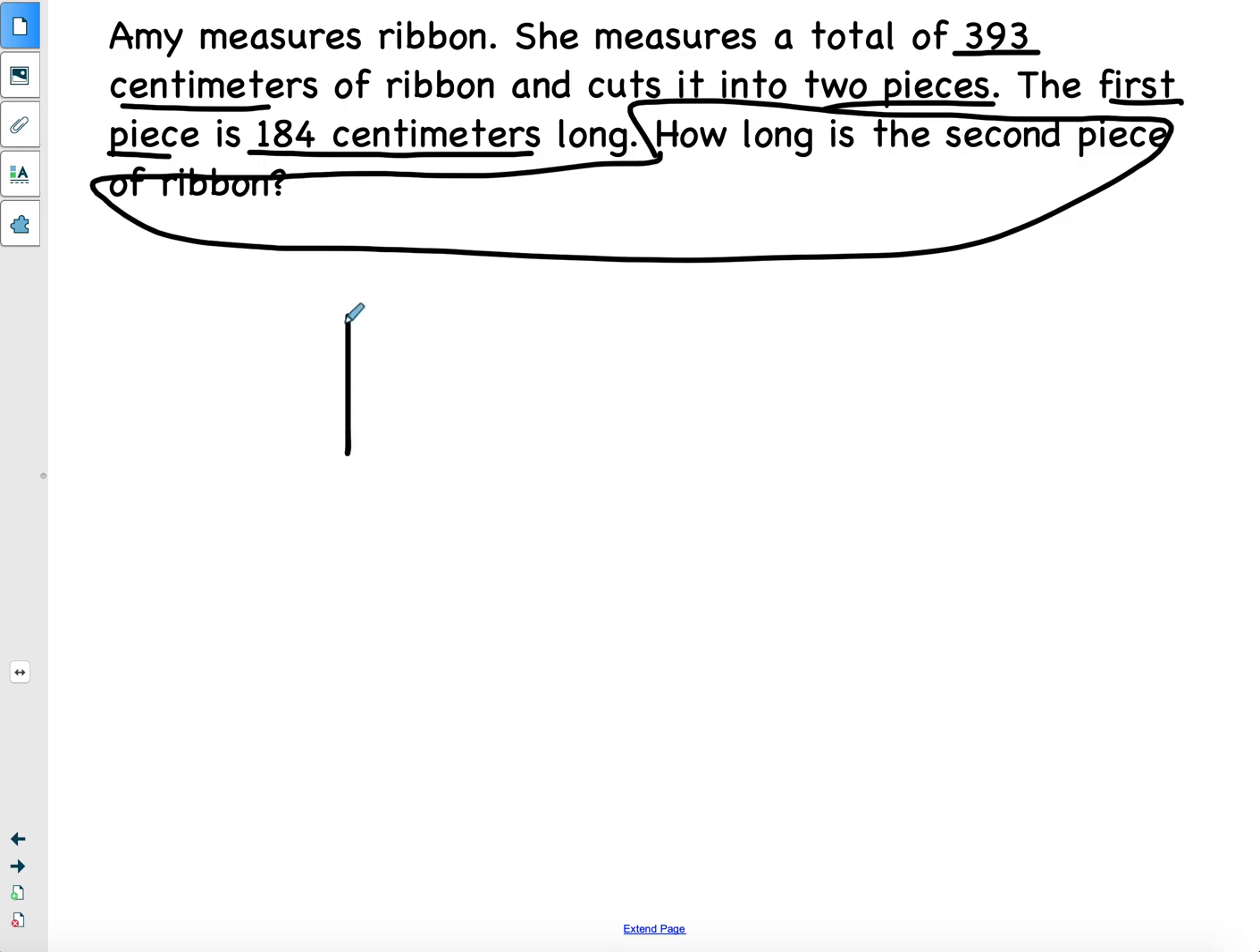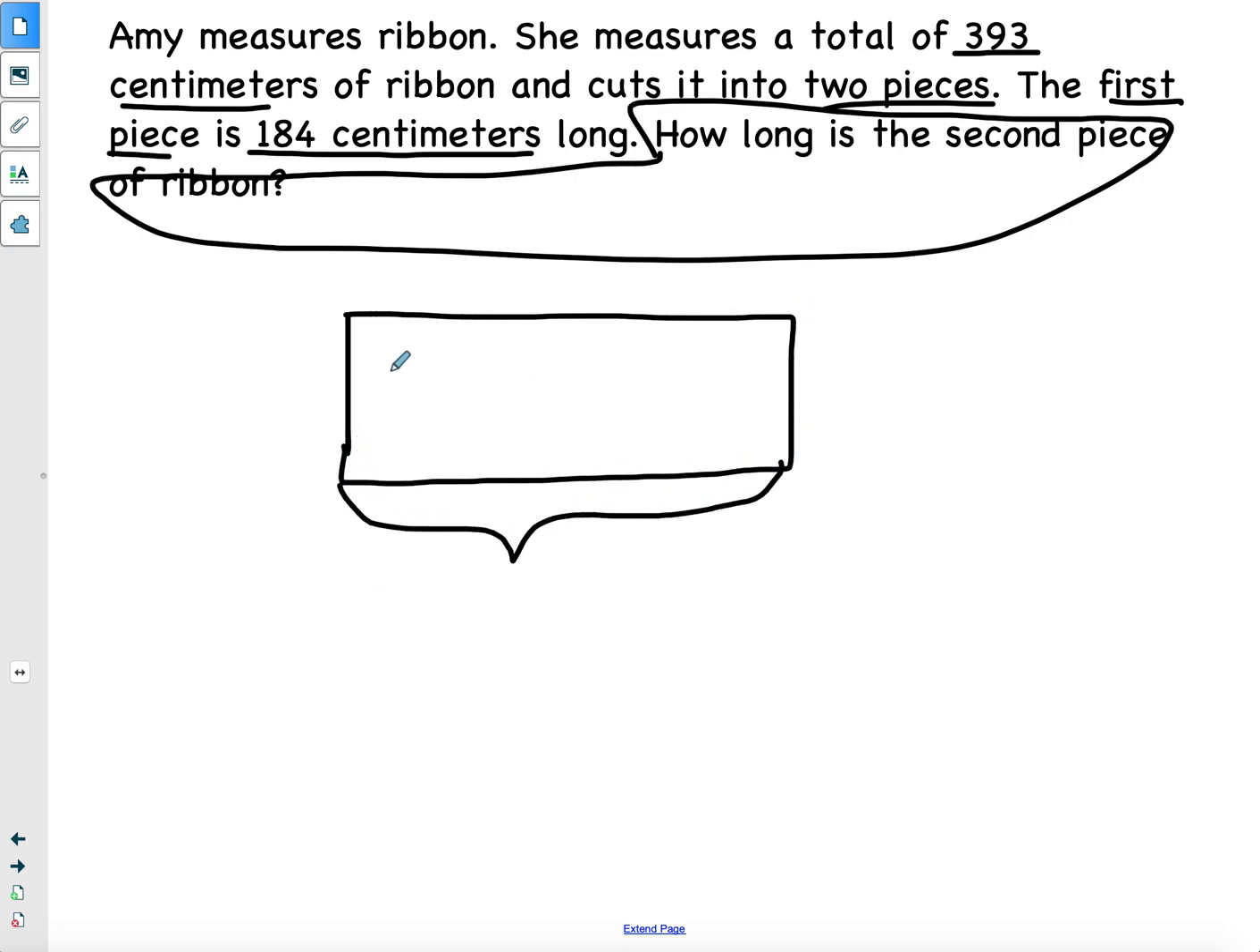All right, so I like to draw a tape diagram to help me understand before I solve. So I know that the total ribbon altogether is 393 centimeters. I also know she cut this into 2 pieces, and the first piece is 184 centimeters. I'm trying to figure out this other piece. So I have a part-whole situation. I know one part and I know the whole. So I'm trying to figure out the missing part. Well, I remember from my subtraction definition that I can use subtraction to find what's left over. So I can subtract the whole minus the part to find out what's left over for the other part.